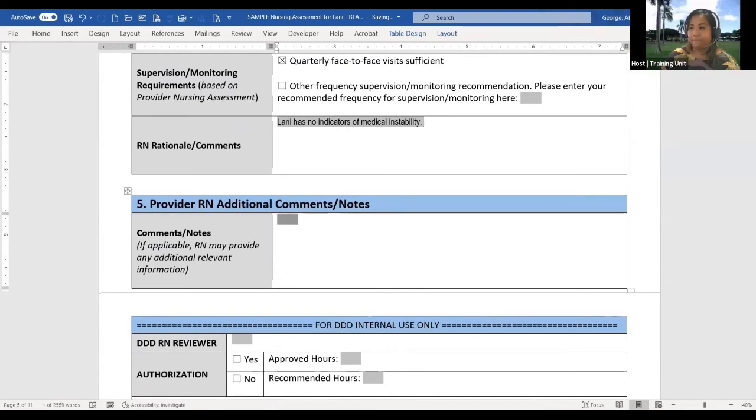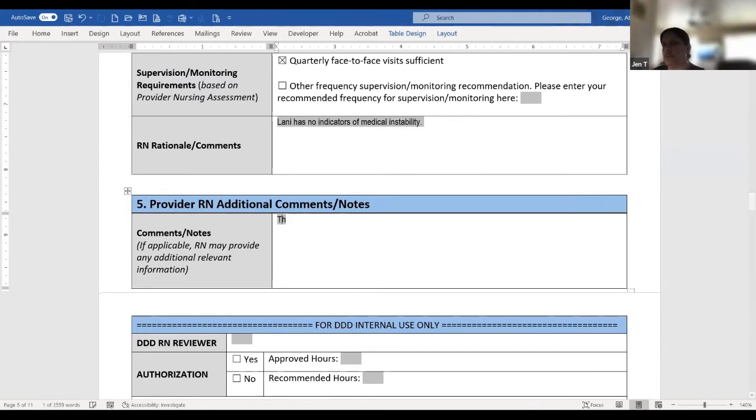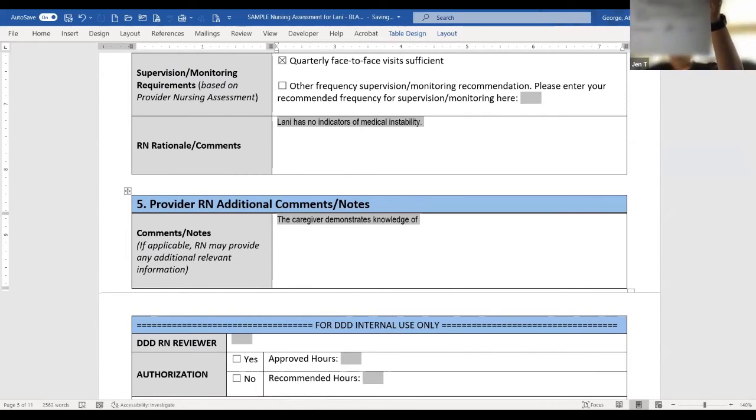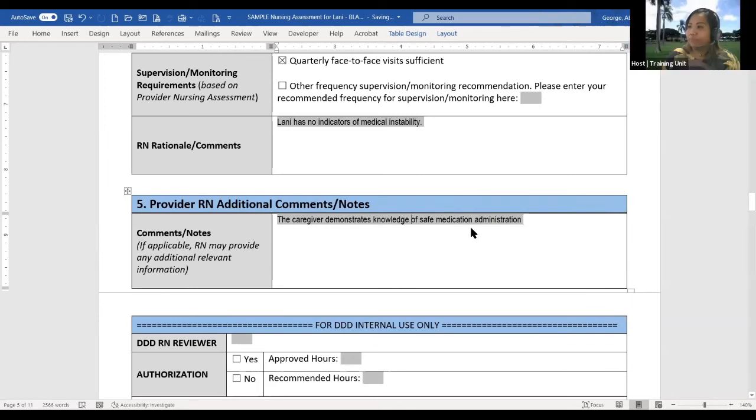Then additional comments or notes? You want to put anything? Do we need to put that the caregiver demonstrates knowledge and understanding of safe medication administration? Awesome. The caregiver demonstrates knowledge of. Say it again, Jen. Sorry, I copied it. Oh, okay. I was like, wow, that sounds familiar. The caregiver demonstrates knowledge of safe medication administration. Demonstrates knowledge and understanding of safe medication administration. Okay.